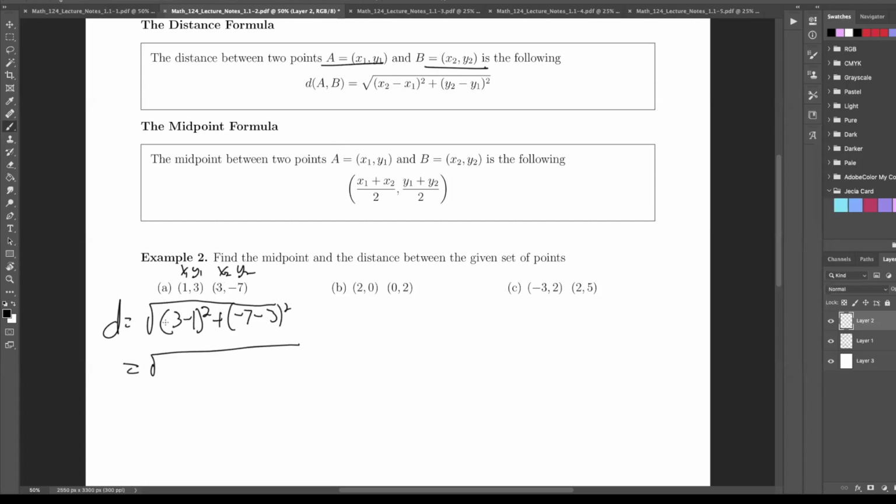And here we're going to simplify it one step at a time. So 3 minus 1 is 2 squared, plus -7 minus 3, which would be -10 squared. Then when we put those together, 2 squared is 4, and 10 squared is 100. So this is equal to the square root of 104. At this point, go ahead and leave it as the square root of 104.